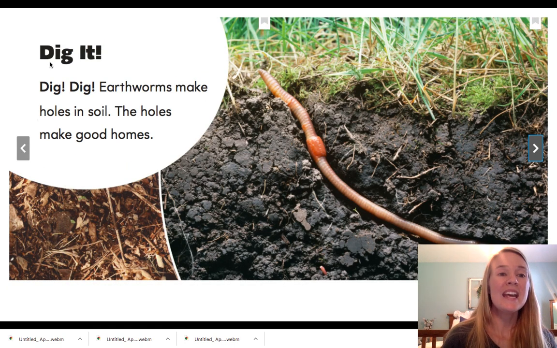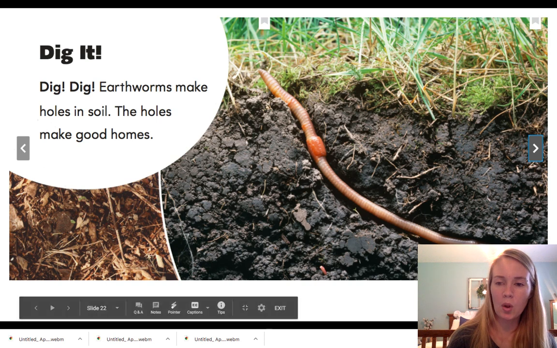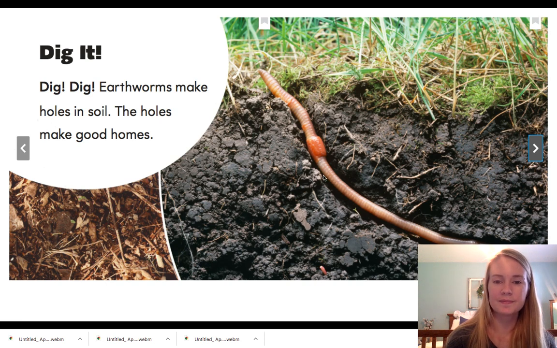Here we go. Dig it. Can you read that with me with enthusiasm and excitement? Dig it. Here we go. Dig, dig. Earthworms make holes in soil. The holes make good homes. Let's look at that hole that earthworm is digging. Look at that soil. It doesn't look dry.